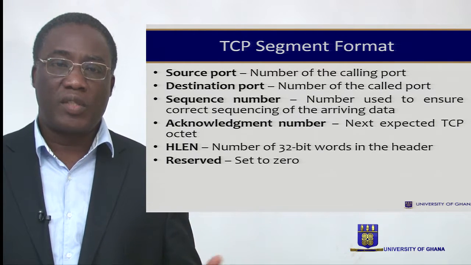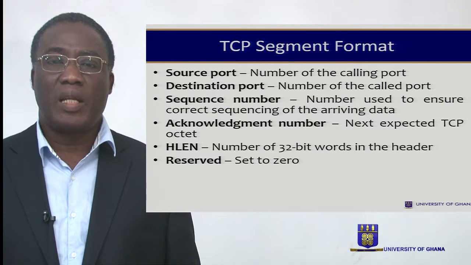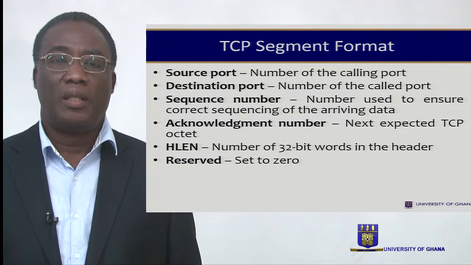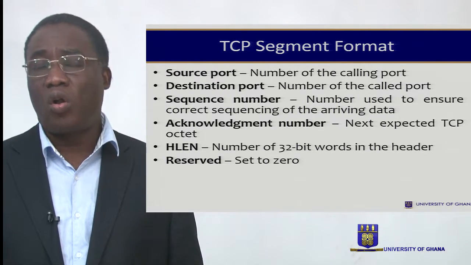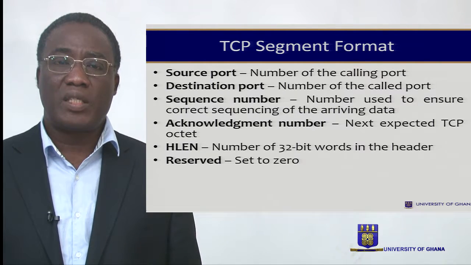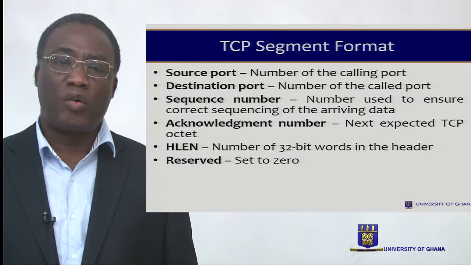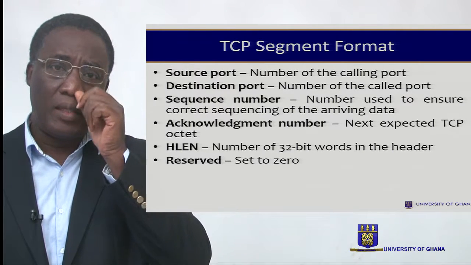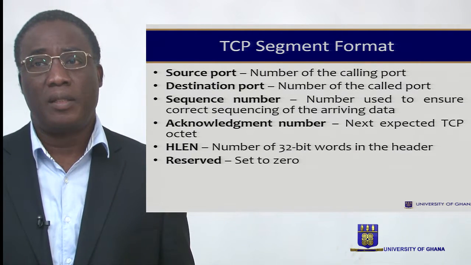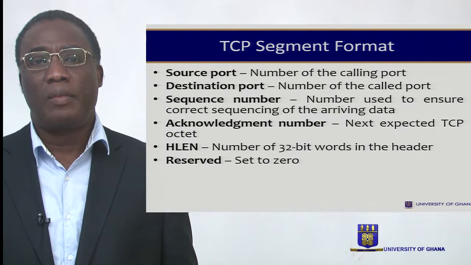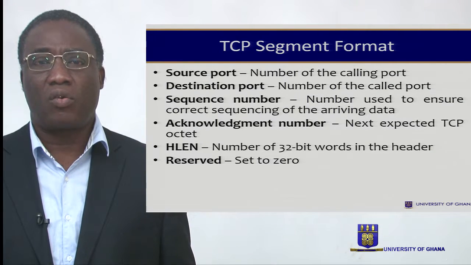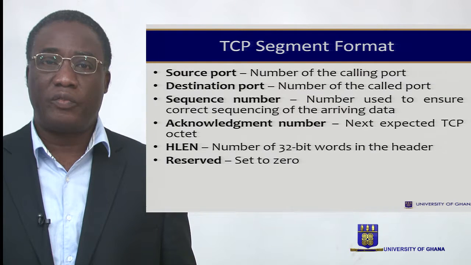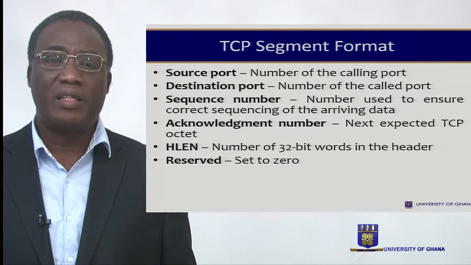So what do those various things stand for? The source port is the number of the calling port. The destination port is the number of the called port. And the sequence number is used to ensure the correct sequence of the arriving data. Why is the sequence number important? Recall that data packets are sent across the network and they may all follow different routes, which means that they may arrive at different times.